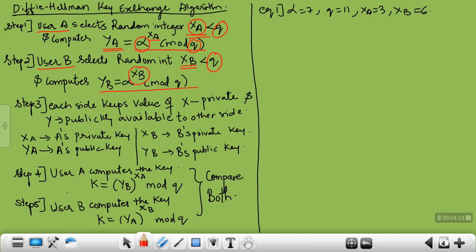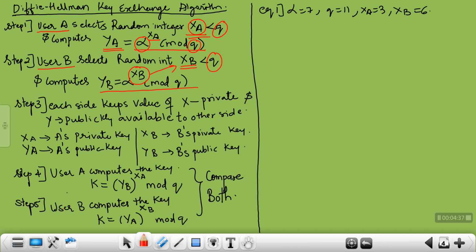This XB is nothing but your private key, the private key of B. So always keep in mind, your XA and XB will be the private keys of user A and user B, and YA and YB will be the public keys of user A and user B.